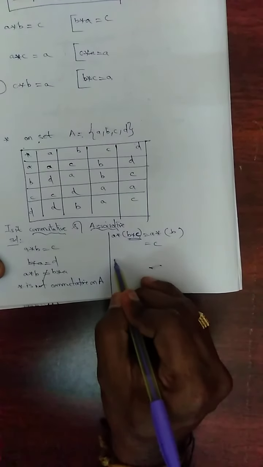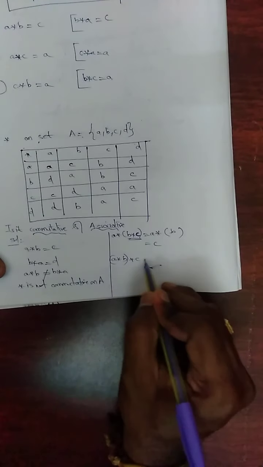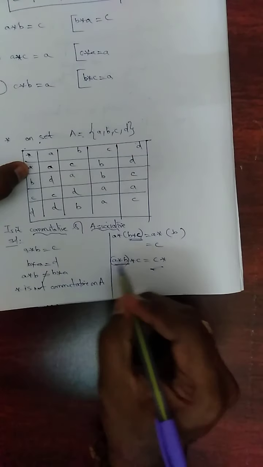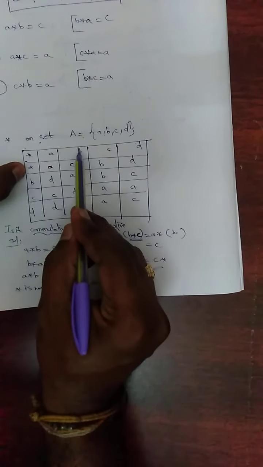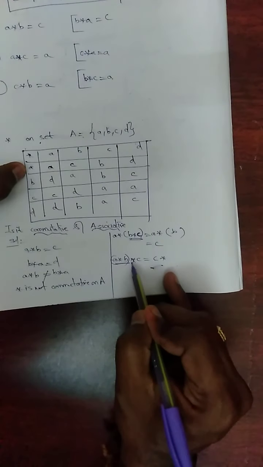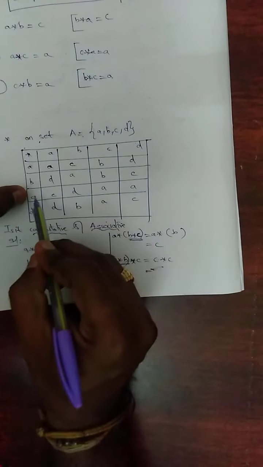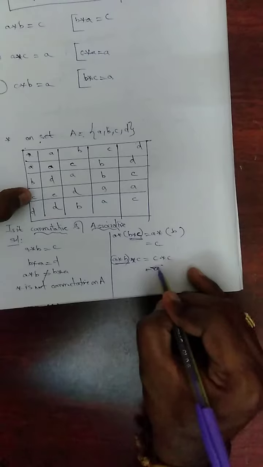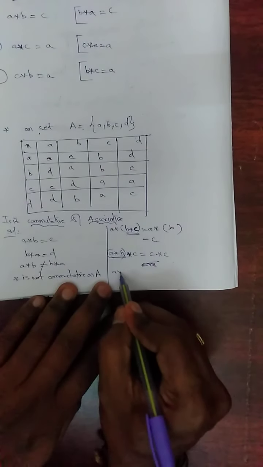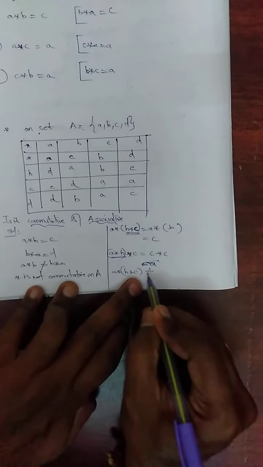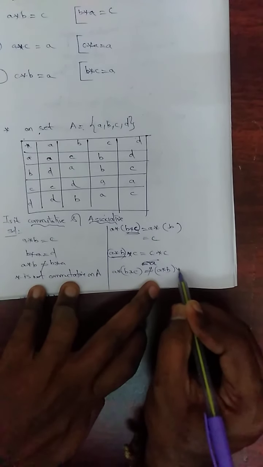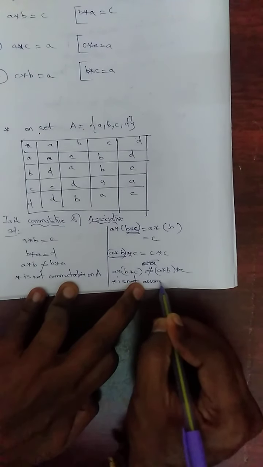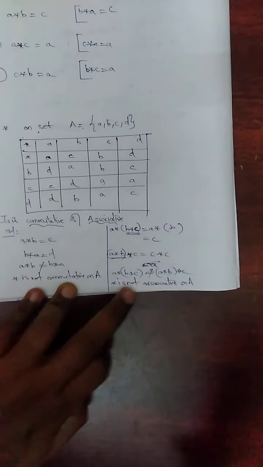After this LHS, what is RHS? A star B star C, where the bracket changes, that's all. What is A star B? A star B is C. I put C, and star C is already present. C star C is nothing but A. Check it here: this is C, and this is A. So A star B star C is not equal to A star B star C. Therefore, star is not associative on A. This is a very easy sum.